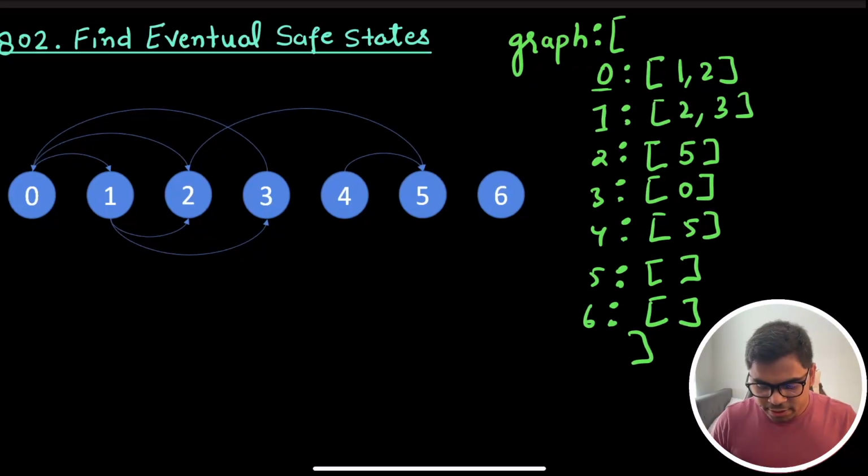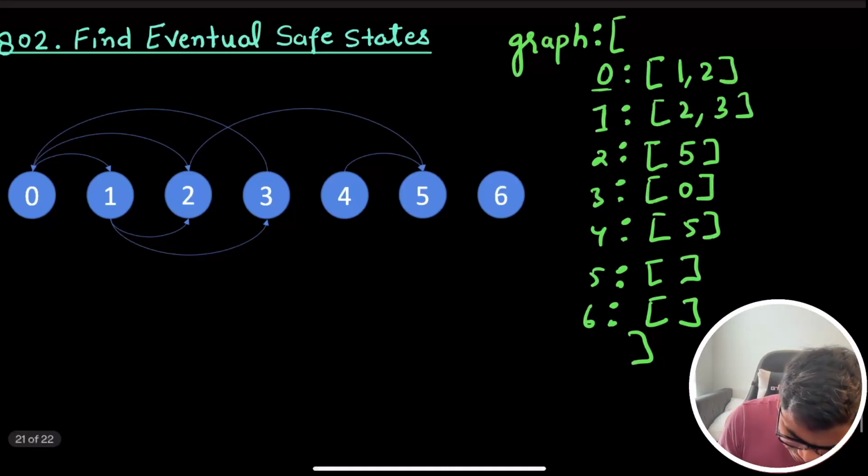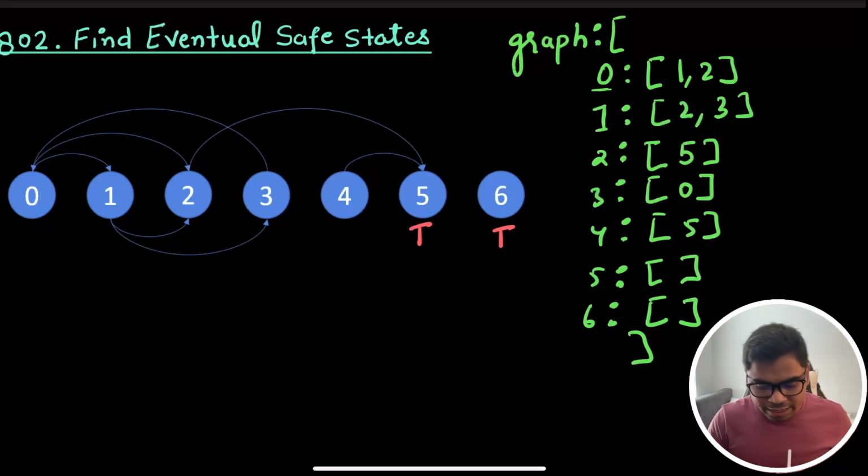So 5 and 6 do not have anything. That means they do not have any outgoing edges from them. That means these are terminal nodes. If these are the terminal nodes, that means these have to be safe nodes because they do not have any outgoing edges. Then how do we find these safe nodes?